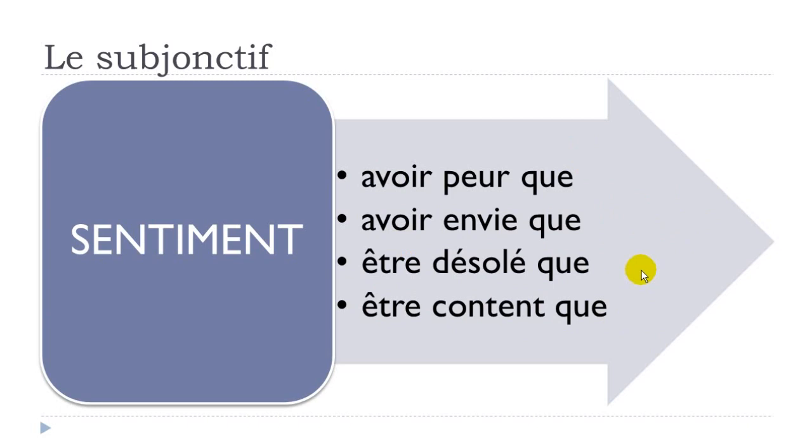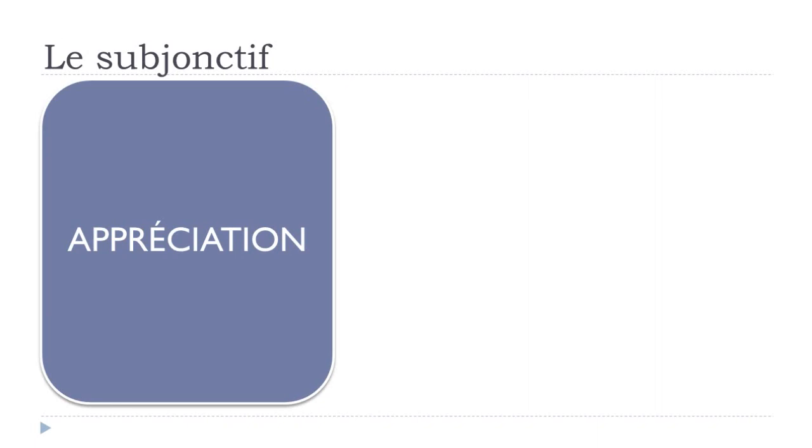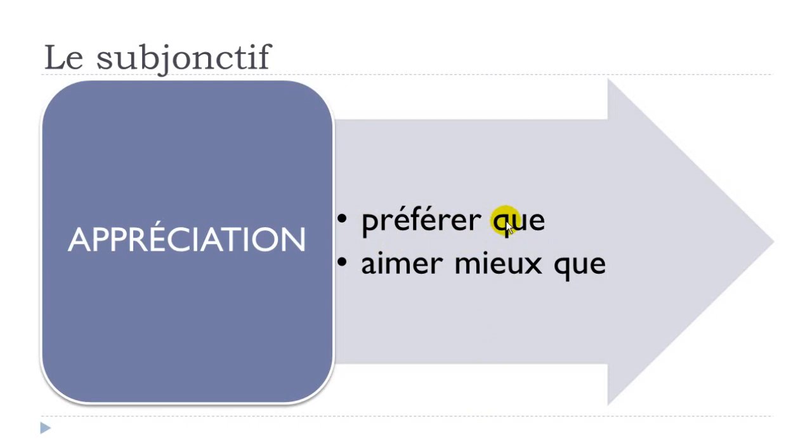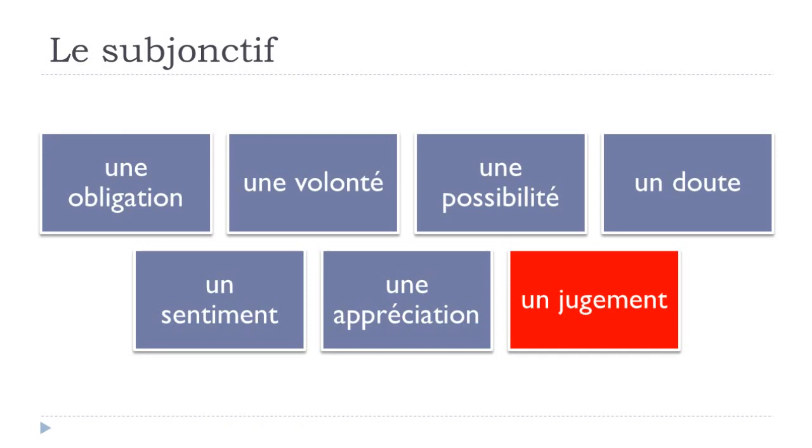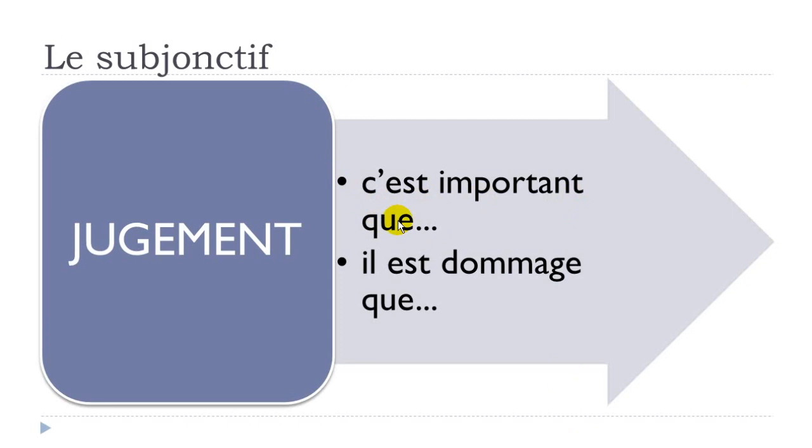Okay? And then let's see une appréciation. Une appréciation, for instance, we could have préférer, to prefer, préférer que. Okay? Aimer mieux, mieux is better, aimer, to like or to love, better that, okay? Aimer mieux que, and then these structures should be followed by une forme subjunctive, okay? And then un jugement, judgment, so it could be c'est important que, it's important that, il est dommage que, il est regrettable que, and they should be followed by a subjunctive form.